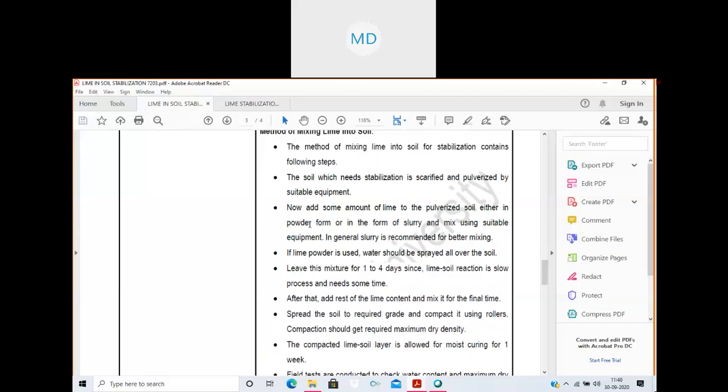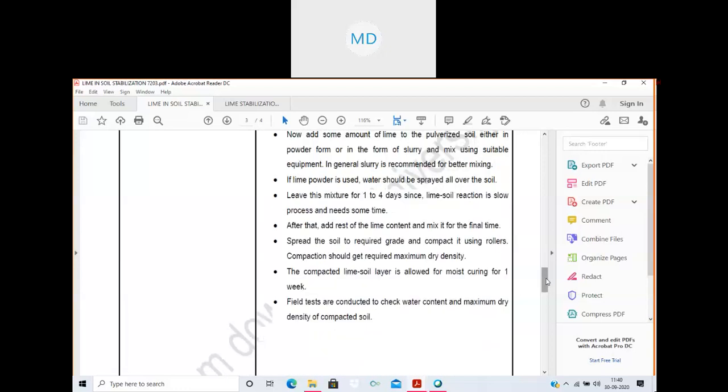But if we mix the lime in the powdered form in the soil, then we need to spray or sprinkle some amount of water after mixing. Okay, so if lime powder is used, water should be sprayed over the soil. Leave this mixture for 1 to 4 days, since lime reaction is a slow process and needs some time. So after mixing the lime, we need to leave it for 1 to 4 days. Okay, then after that add the rest of the lime content and mix it for the final time. Then the remaining lime we can add accordingly.